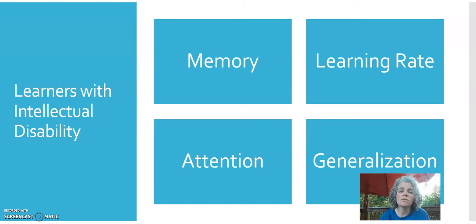And then finally, they also have poor generalization, which means that students with intellectual disabilities can learn a skill or knowledge in one setting or with one set of materials, and then when we ask them to do it in a different setting or with different people, different materials, they may struggle with that.